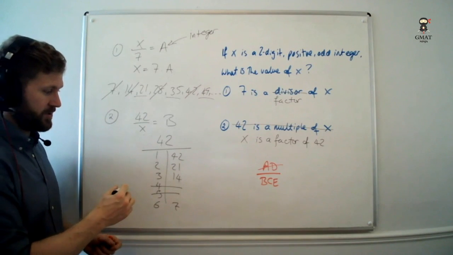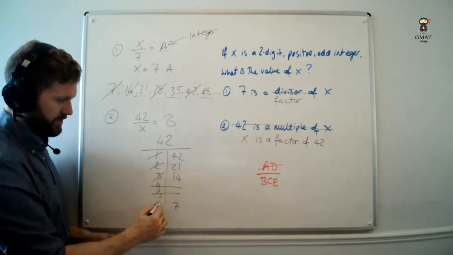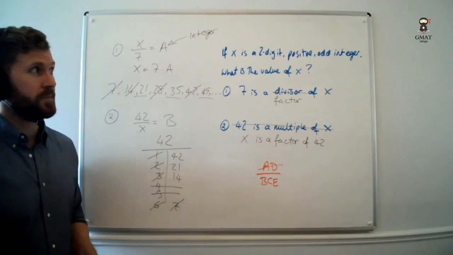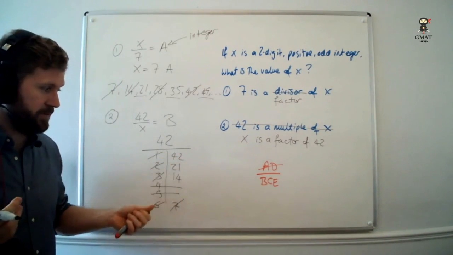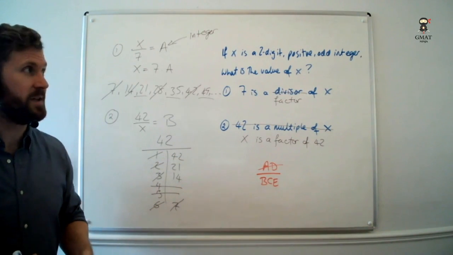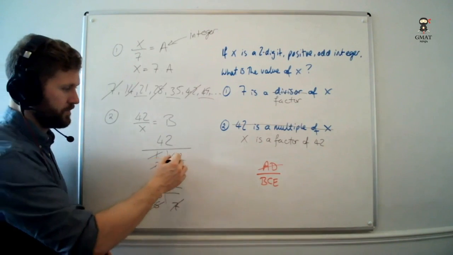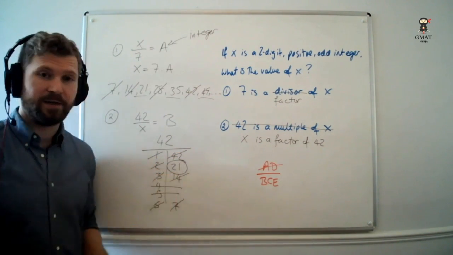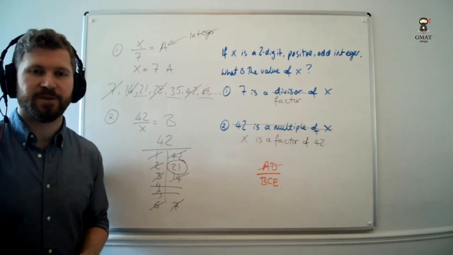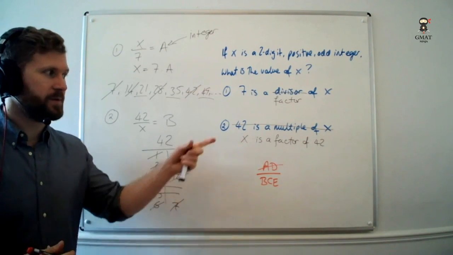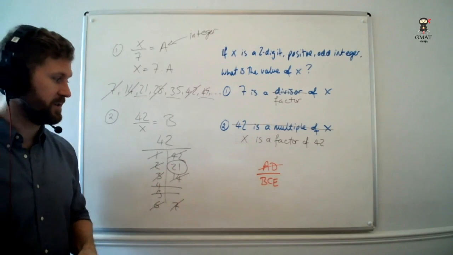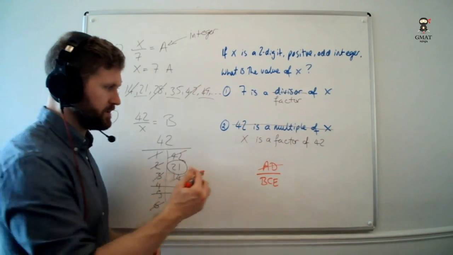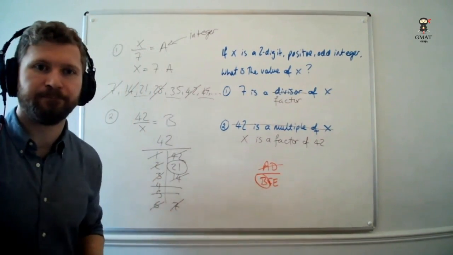So I know x has got 2 digits in, so it's not 1, 2, 3, 6, or 7. I know it's positive. Again, not really too fussed here. All the numbers I've got here are positive. I know it's odd. Well, can't be 42 or 14. Well, that just leaves me with one number, which means that x must be 21. So number 2 by itself is sufficient to answer this question. And so my answer to this one is going to be B.